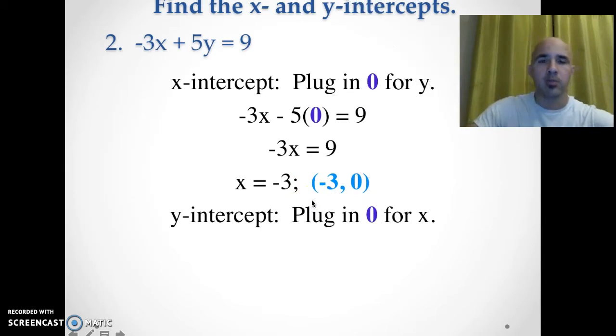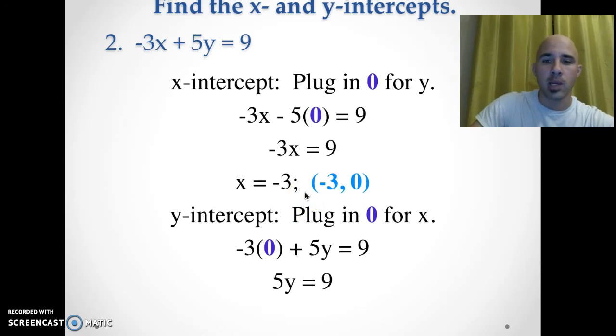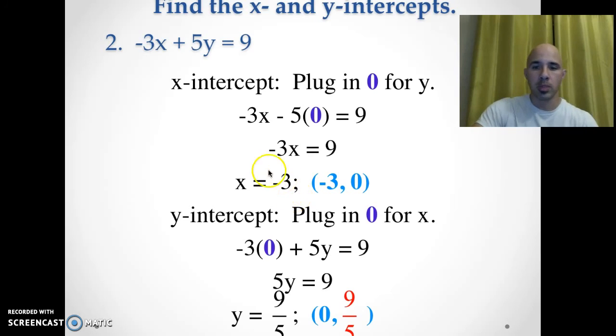Next, let's go ahead and figure out what the y-intercept is. You want to plug in 0 for x. You ready? -3 times 0 is 0. You're going to have 5y equals 9. Divide both sides by 5, and you will be done: 9 over 5, or you can put down 1.8.